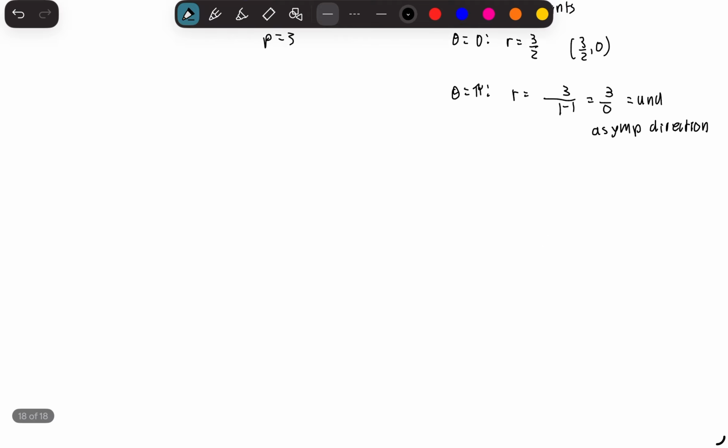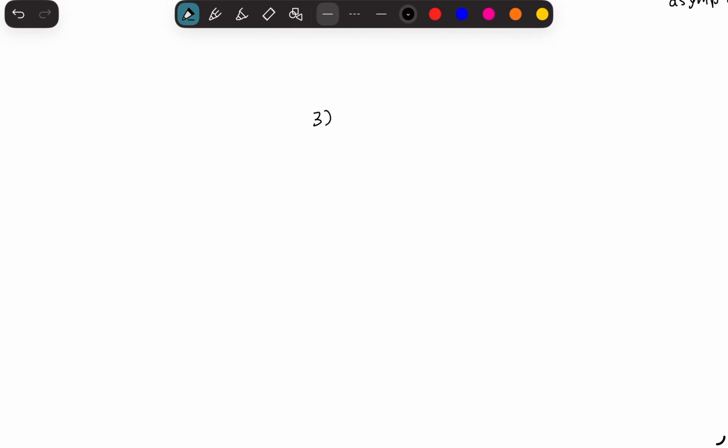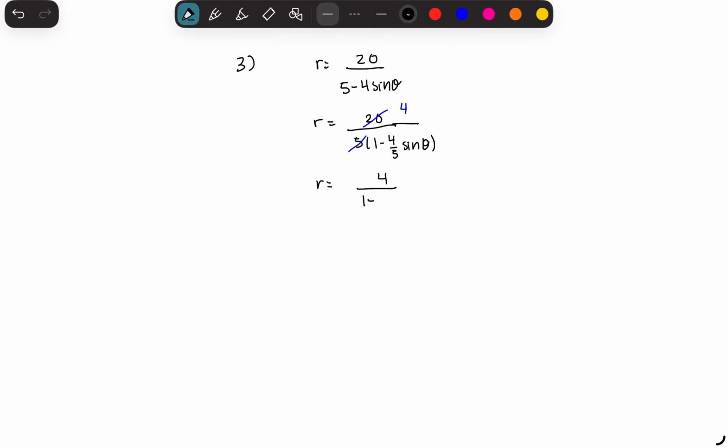Now, for our next example, we are going to do r is equal to 20 over 5 minus 4 sine of theta. First, we're going to rewrite this equation. So we're going to factor out the denominator. You're going to have 20 over 5, times 1 minus 4 over 5 sine of theta. And this is going to cancel. You can cancel that 20 over 5. So 20 divided by 5 would just be equal to 4. And you would have r is equal to 4 over 1 minus 4 over 5 sine of theta.